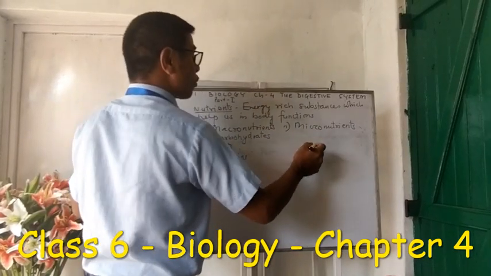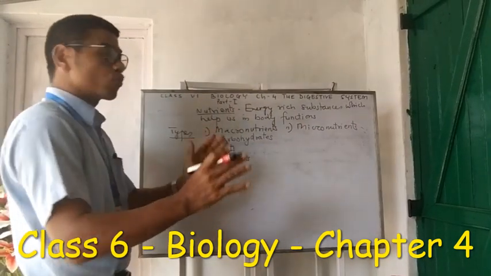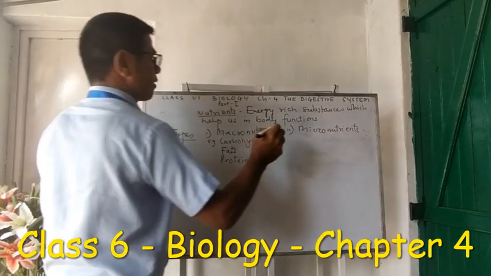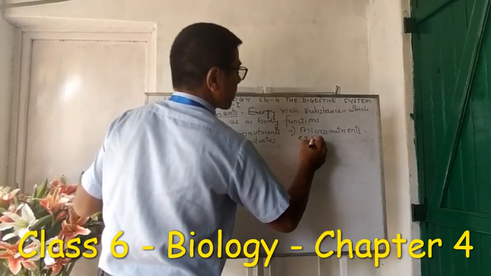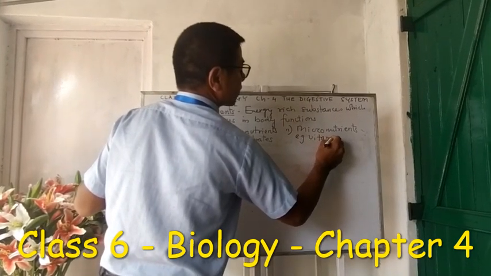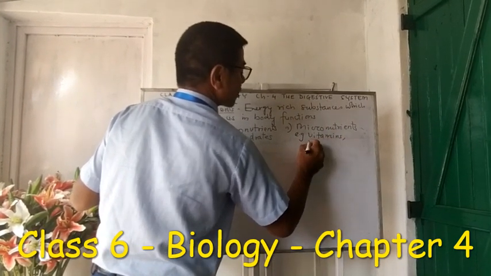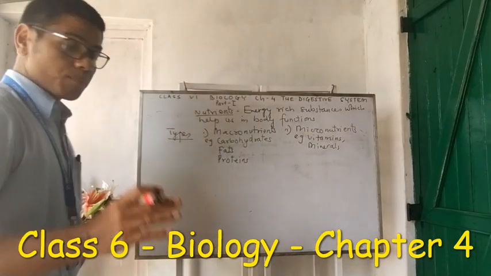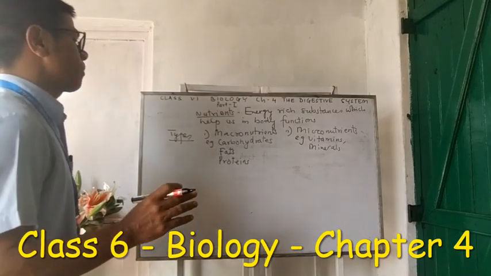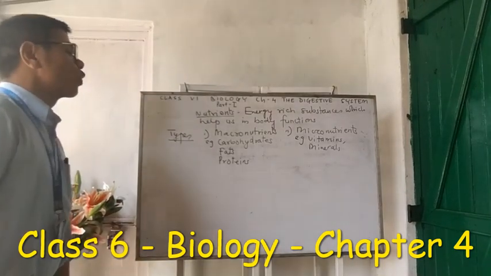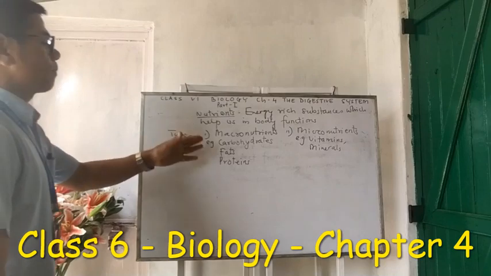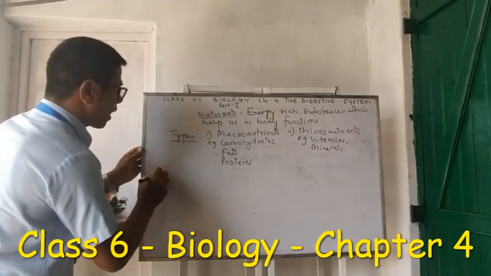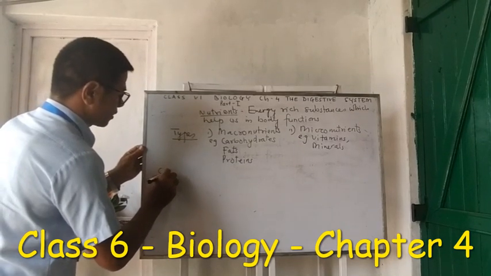Then under micronutrients, micronutrients mean the food we need less but very much important for body functions. For example, vitamins. Then minerals. We eat them very little, but they are very much necessary in our body. So now we will talk about these three macronutrients today. Number one is carbohydrates.